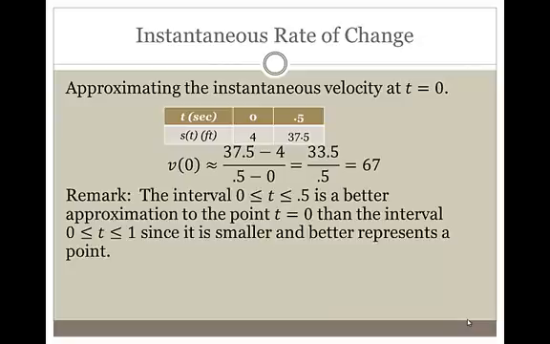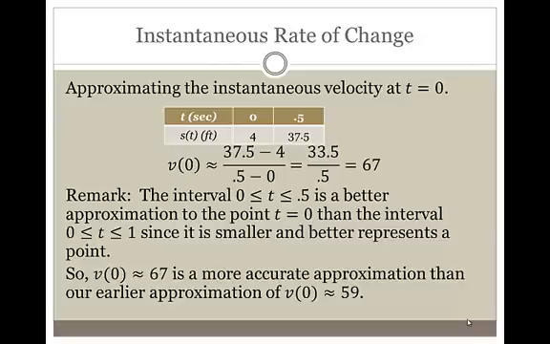It's worth noting that the interval from t equals 0 to t equals a half is a better approximation to the point t equals 0 than the interval t equals 0 to t equals 1, since it is smaller and a smaller interval better represents a single point. So our approximation that v of 0 is roughly 67 is a more accurate approximation than our earlier approximation of v of 0 is roughly 59.